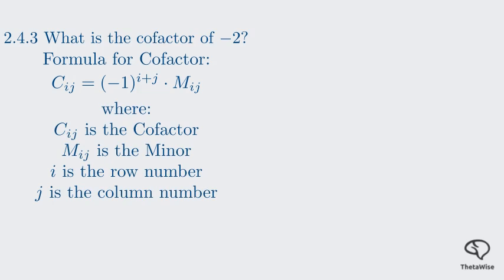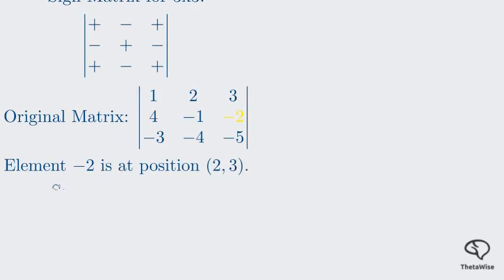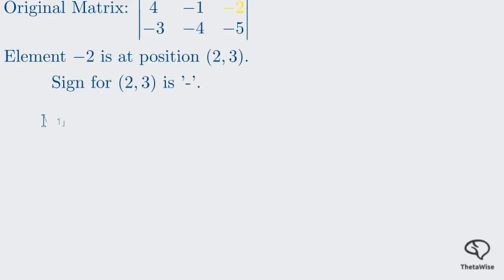This gives us a sign matrix to help us remember. For a 3 by 3 matrix, the signs are positive, negative, positive in the first row, negative, positive, negative in the second, and positive, negative, positive in the third. It alternates like a checkerboard, starting with a plus sign in the top left corner. Now, let's find the cofactor of negative 2. The element negative 2 is in the second row, third column, so i is 2 and j is 3. Its position is 2, 3, so we look at the sign matrix. The sign in this position is negative. This means the cofactor of negative 2 will be the negative of its minor.